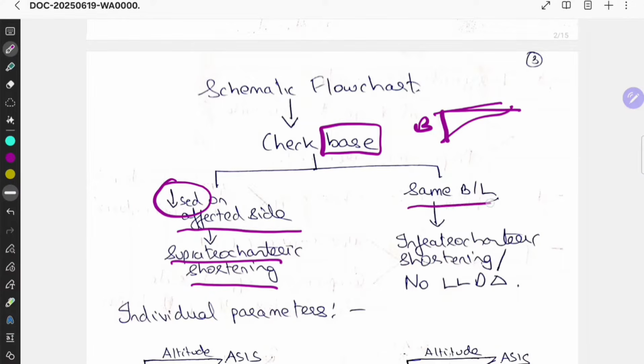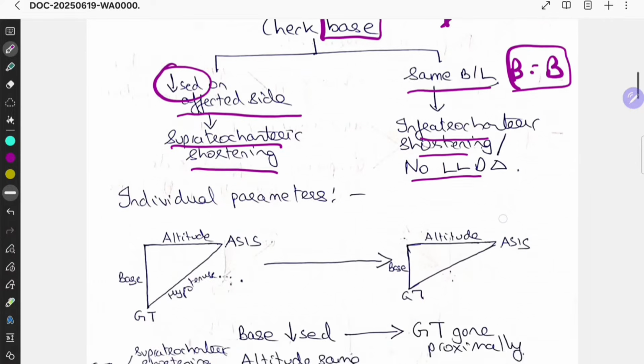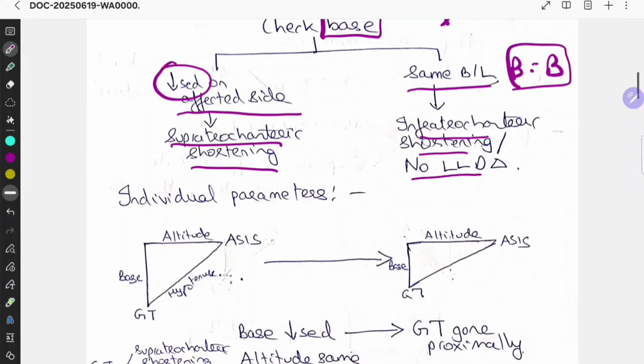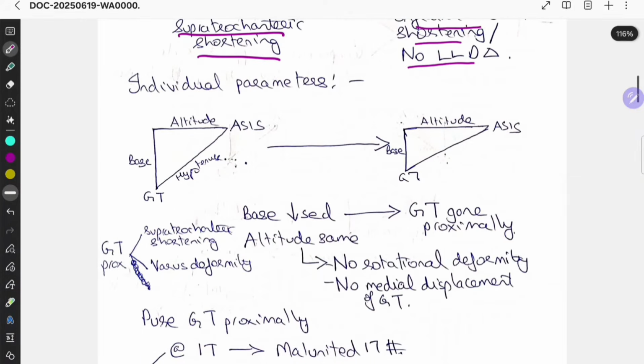And if the base is equal on both the sides, what does that mean? That the shortening might be infratrochanteric, or there is no limb length discrepancy. Okay. Now moving forward, we are going to discuss the individual parameters and what they signify.